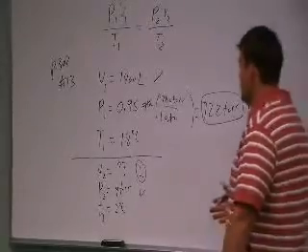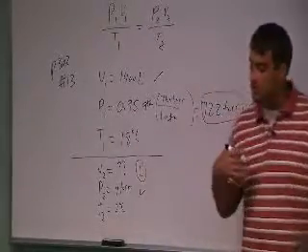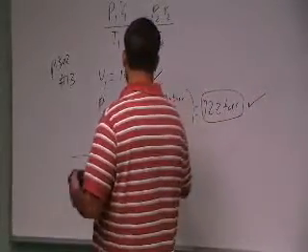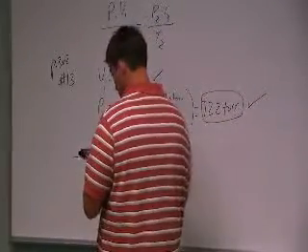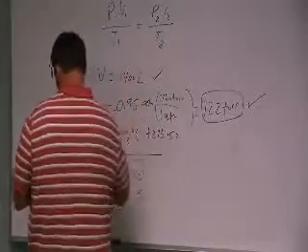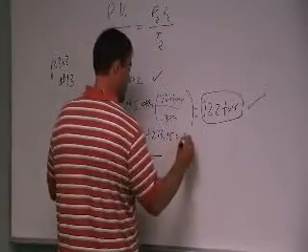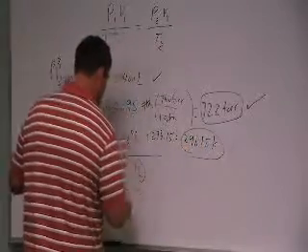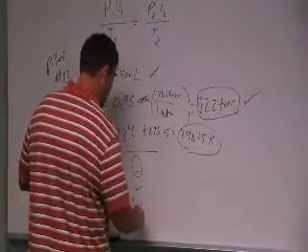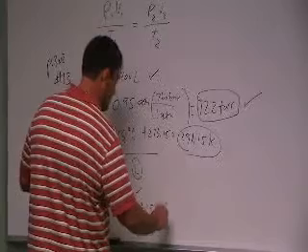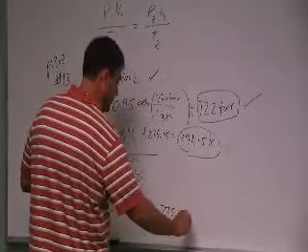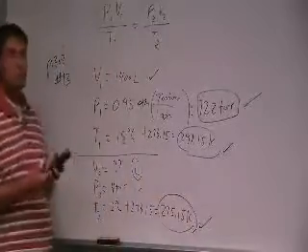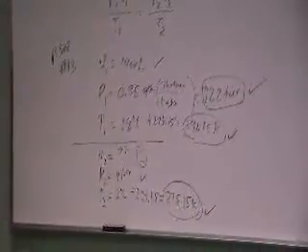Then we've got temperature. Now the rule says temperature's always got to be in Kelvin, period. So we're going to add 273.15 to this to give me 291.15 Kelvin. And then we're going to add 273.15 here to give me 275.15 Kelvin. Looky here, both of those now have check marks. So we're ready to start the problem.